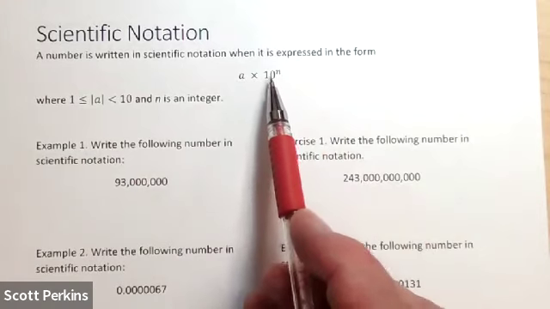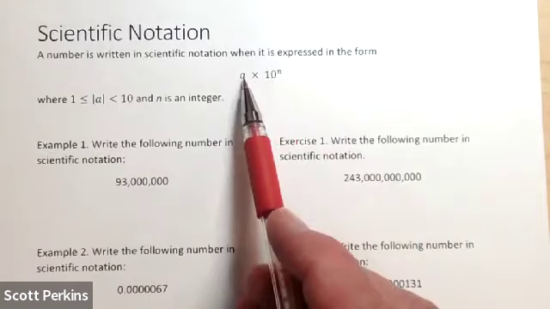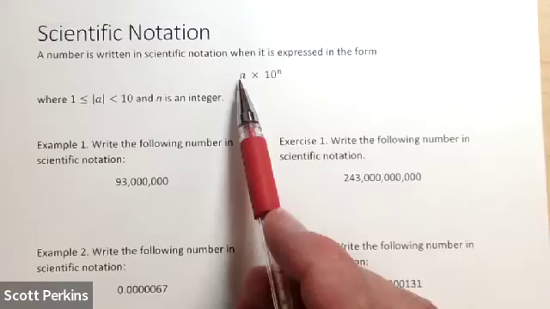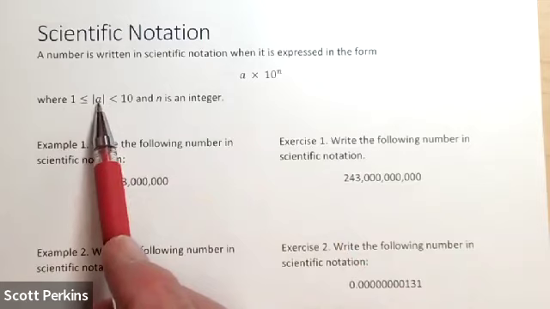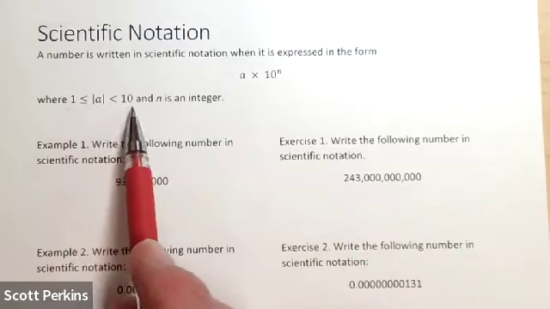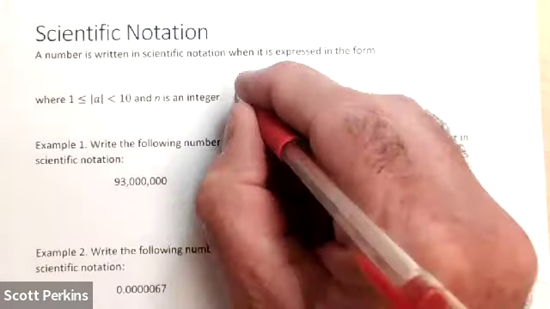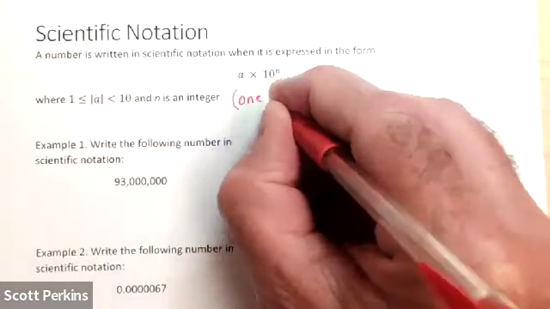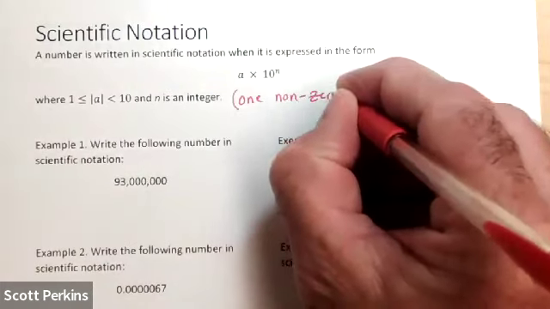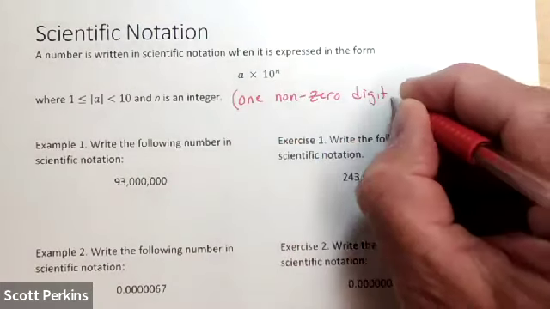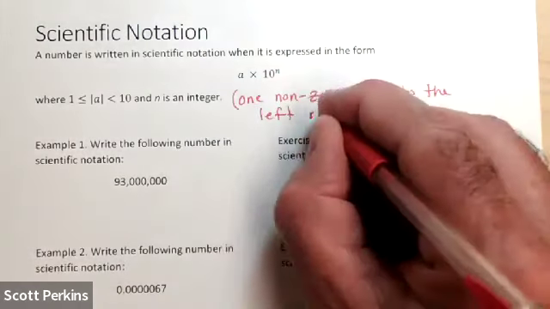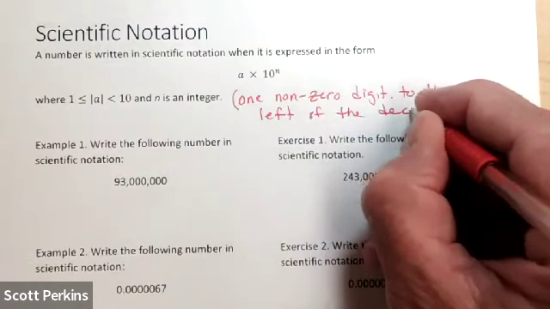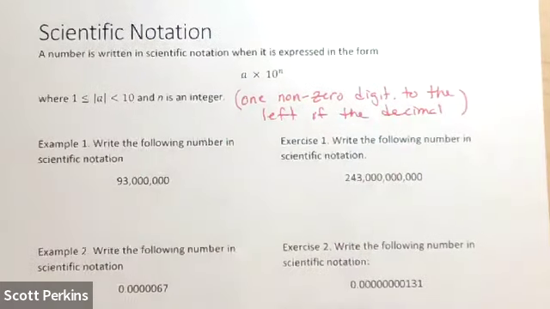Now, the big thing you've got to pay attention to is the value of A. A is always written with one number to the left of the decimal place. The way to say that mathematically is that the value of A is going to be bigger than or equal to 1 and less than 10. The non-mathy way to say this is you have one non-zero digit to the left of the decimal. If that doesn't quite make sense to you, I think after doing a couple problems, it will.